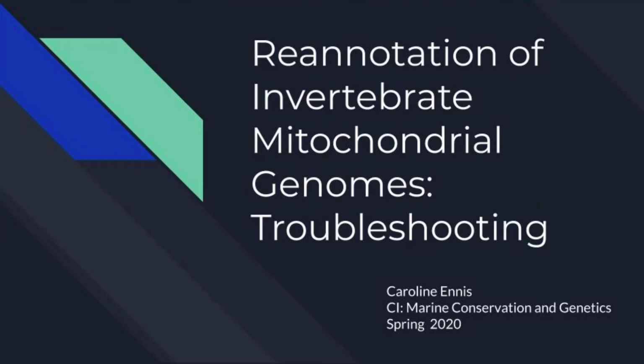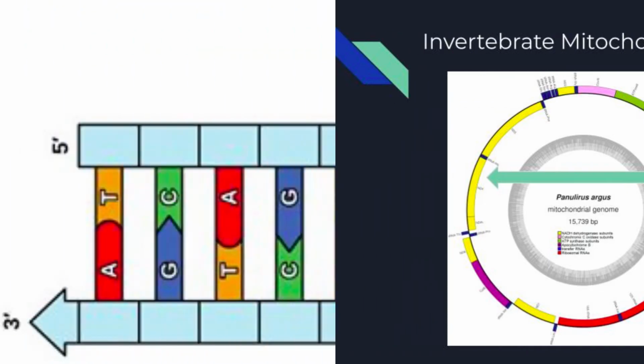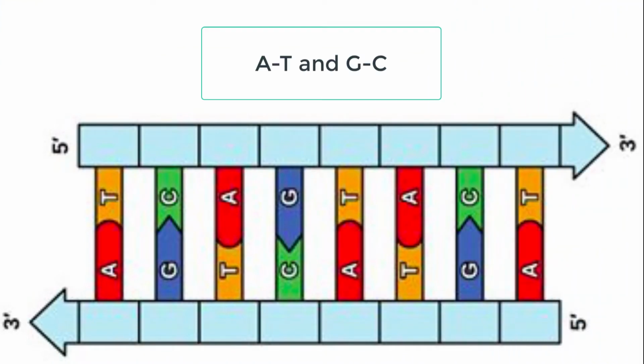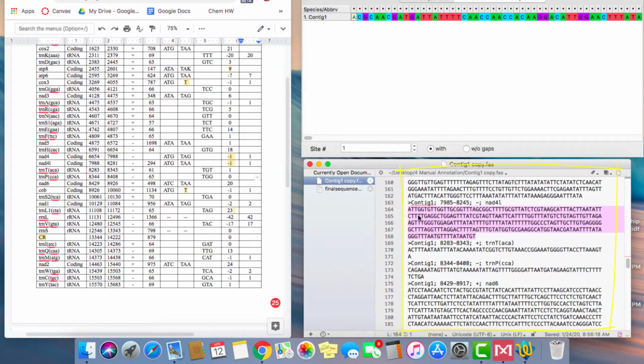This video will cover how to solve some of the problems you may run into when re-annotating more difficult genes on your mitochondrial genome. Sometimes the most difficult genes to annotate are those found on the light strand or the negative strand of the mitochondrial genome. These require reverse and complementation of each nucleotide in order to find the correct sequence. In this example, I'll be using the NAD4L gene, which is a small protein-coding gene found on the negative strand.